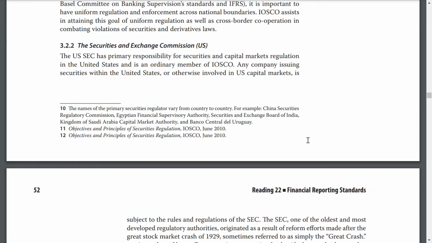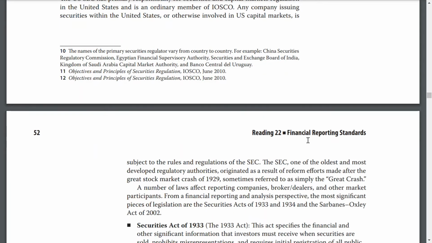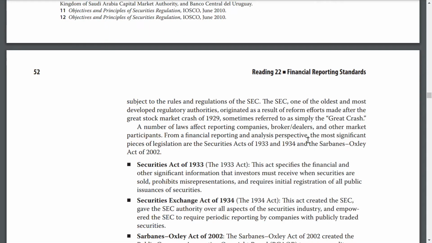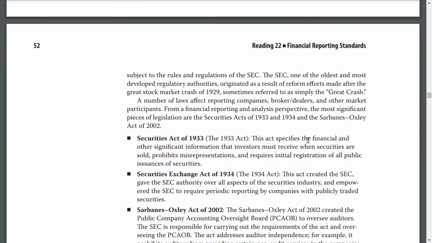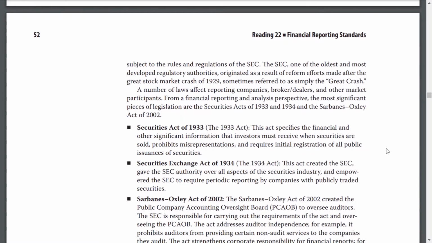The SEC is one of the oldest and most developed regulatory authorities, originating as a result of the reforms made after the stock market crash of 1929, sometimes referred to simply as the Great Crash. A number of laws affect reporting companies, brokers, dealers, and other market participants from a financial reporting and analysis perspective. The most significant pieces of legislation for the SEC are the Acts of the 1930s, the 1934 Act, and the Sarbanes-Oxley Act of 2002.